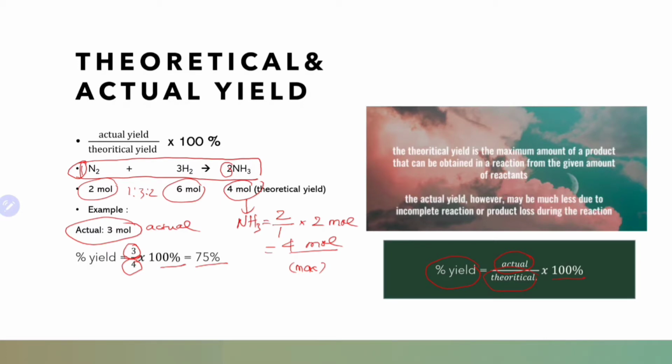The theoretical yield is the maximum amount of product that can be obtained in a reaction from the given amount of reactants. The actual yield, however, may be much less due to the incomplete reaction or product loss during the reaction.